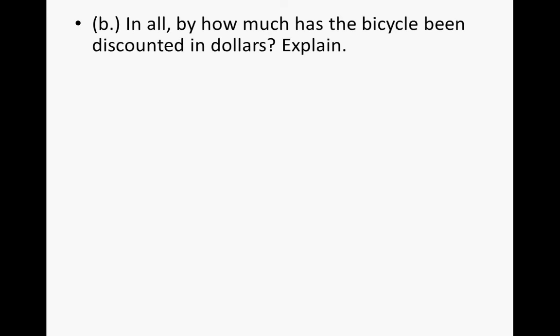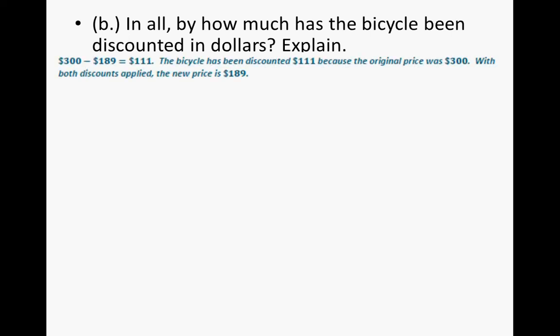So for part B, in all, how much has the bicycle been discounted in dollars? Well, first we had $300 was the original, and now we have a new price of $189, so the difference between the two is $111. So the total discount is $111 because it was from the original price of $300.